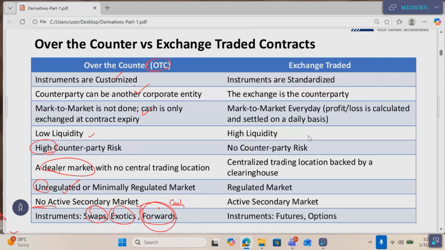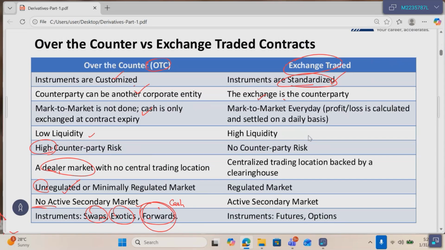So I could go into a Reliance future on the exchange, see what's available, buy it. Here you cannot sit and customize. Here you can only take what is available. So on an exchange traded platform, I will see what's available and standardized contracts. The exchange is the counterparty. I don't know who it got sold to. I bought it. I don't know the seller. To me, the exchange is the seller. To the other guy, the exchange is the buyer.